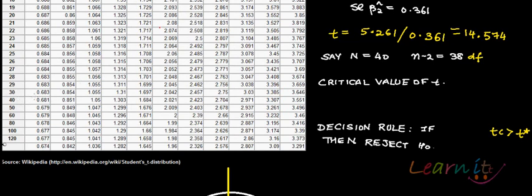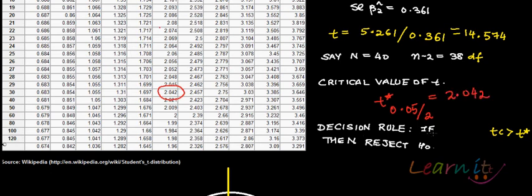38 degrees of freedom will lie somewhere here, till this point. This is 2.042. So the critical value of t, that is t star at 0.05 by 2, which is alpha by 2, with 38 degrees of freedom, is equal to 2.042.